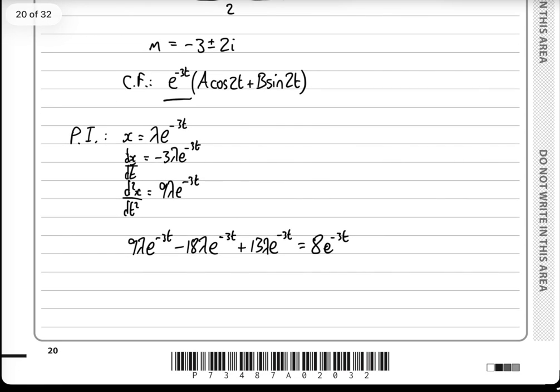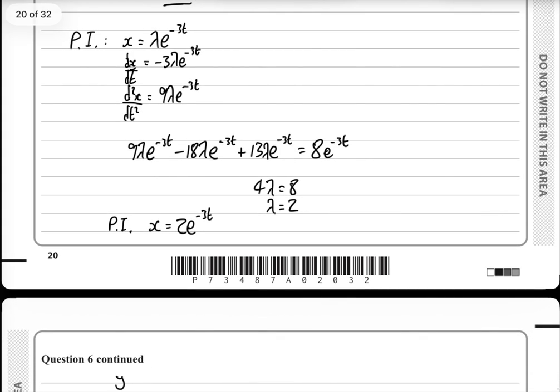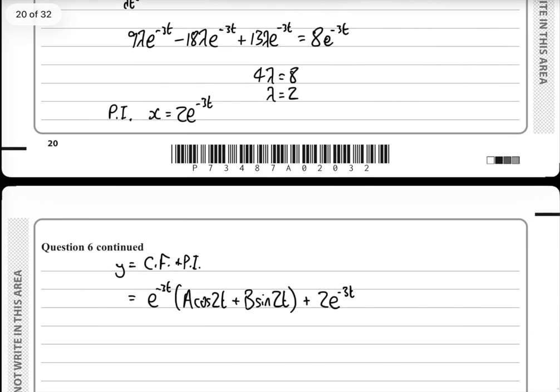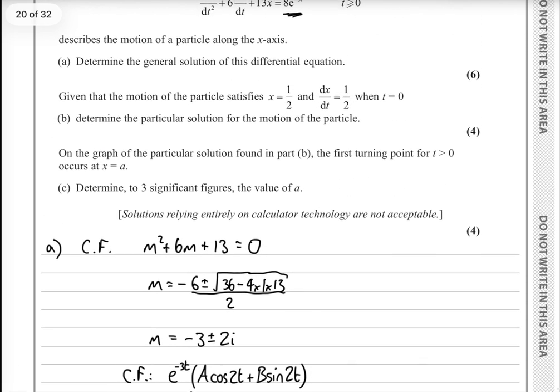That looks like it's going to work. That's 4 lambda is equal to 8, our very nice number of 2. Particular integral then is x equals 2e to the minus 3t. General solution, complementary function plus particular integral, is equal to e to the minus 3t, a cosine 2t plus b sine of 2t, plus our particular integral 2e to the minus 3t. And that's x again. Okay, there's the general solution.